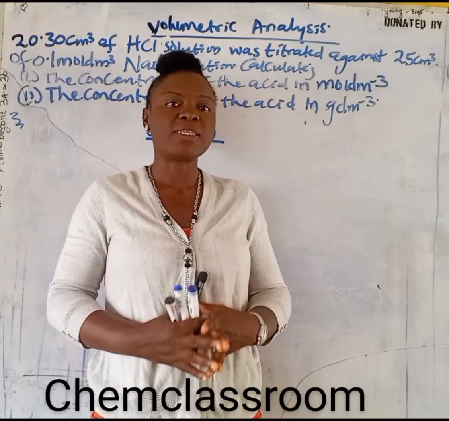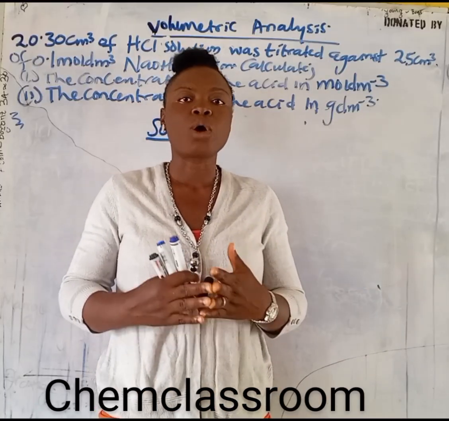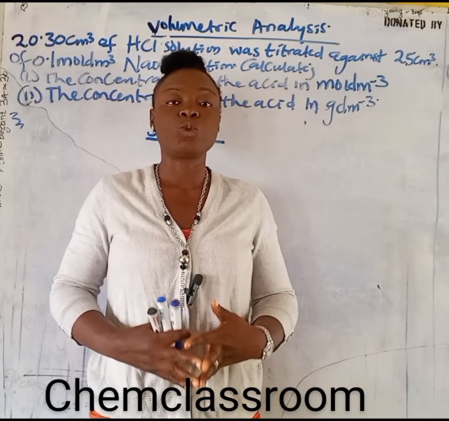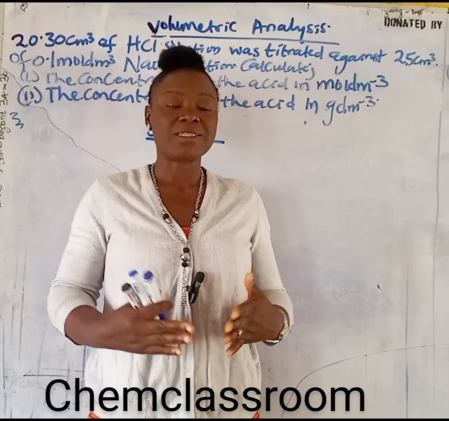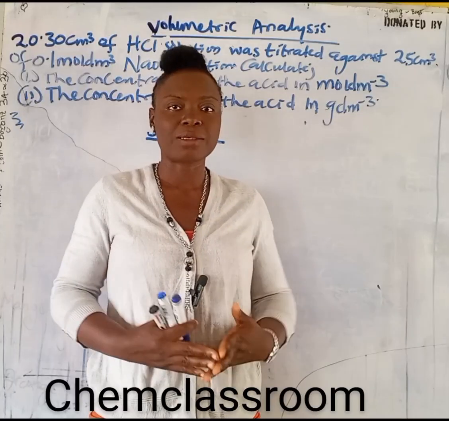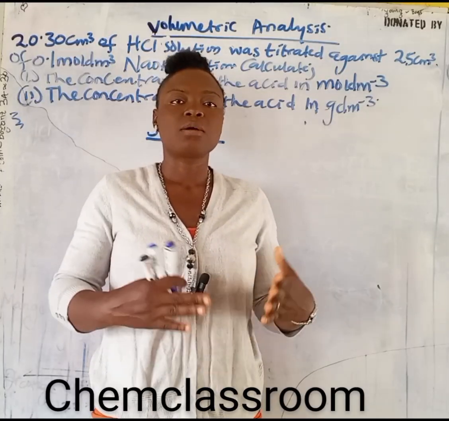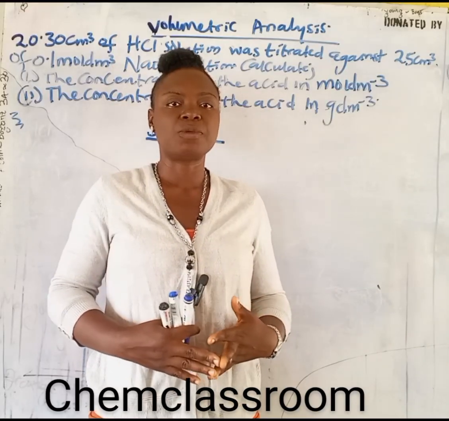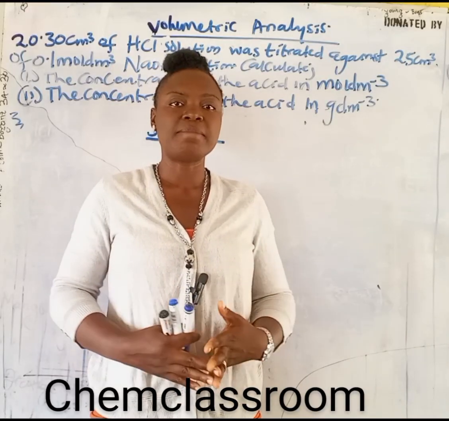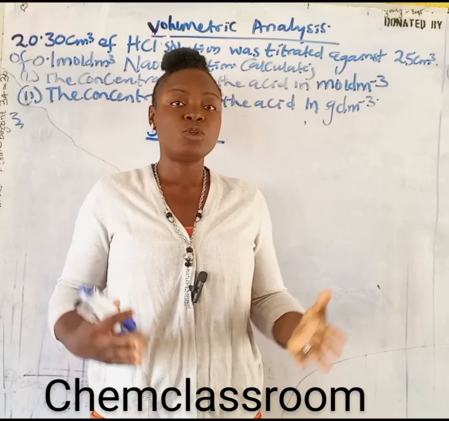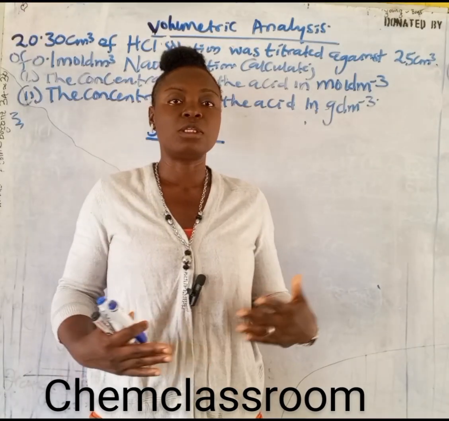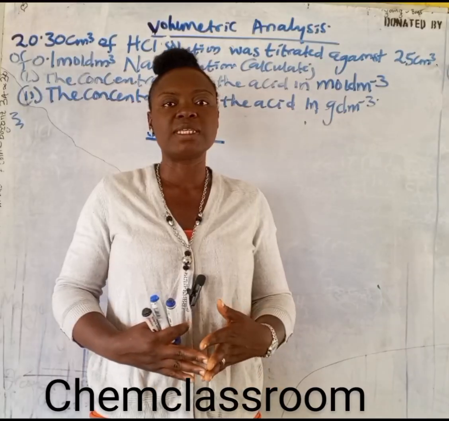Then we have what we call concentration in mole per dm cube. Your concentration in mole per dm cube is what we call the molar concentration, while the concentration in grams per dm cube is what we call the mass concentration. So you can be asked to calculate either one. Then we have some parameters, and we'll be using some formulas to solve the questions.